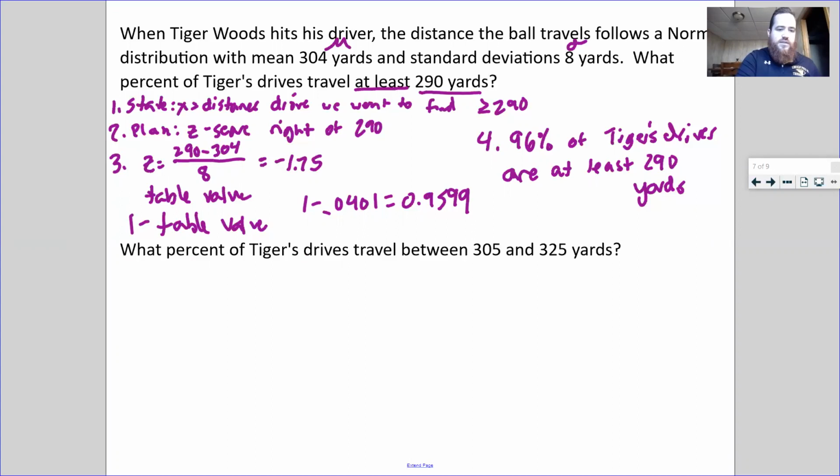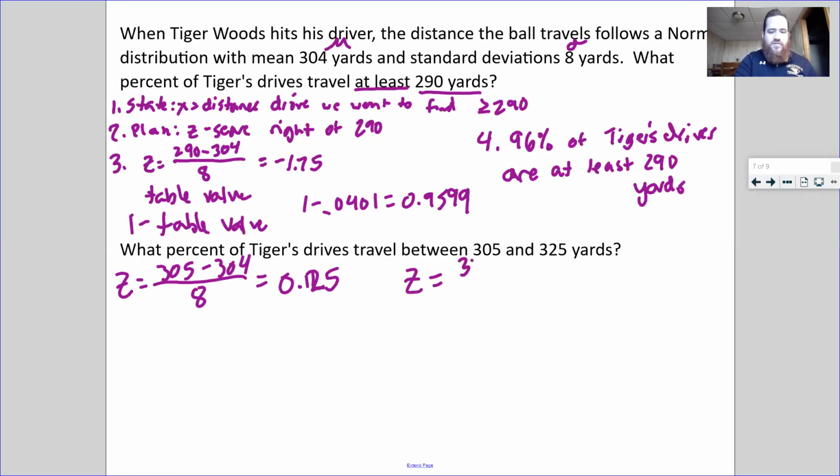So we need to find, so same idea, state and plan are the same, just a z-score between 305 and 325. So z is equal to 305 minus 304 over 8, or 0.125. So small z-score, it's barely above the mean. Z is equal to 325 minus 304 over 8 equals 2.625. Okay, so pretty big z-score there.